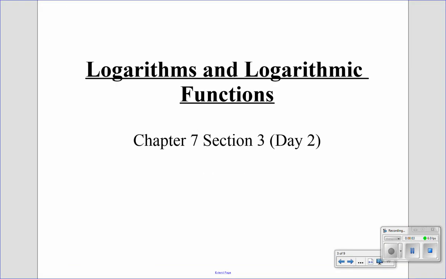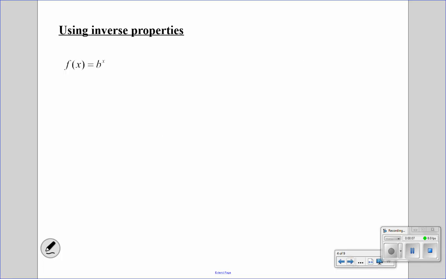Today we're going to talk a little bit more about logarithms and logarithmic functions. So first off, we're going to talk about the exponential form of an equation. So y equals b to the x. We talked about this yesterday. This is called the exponential form.